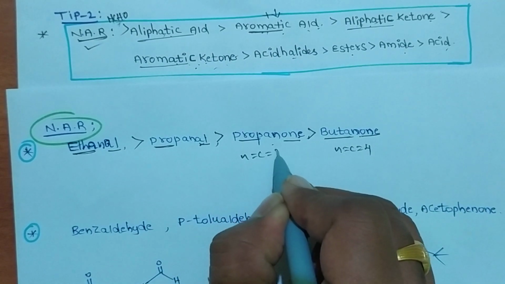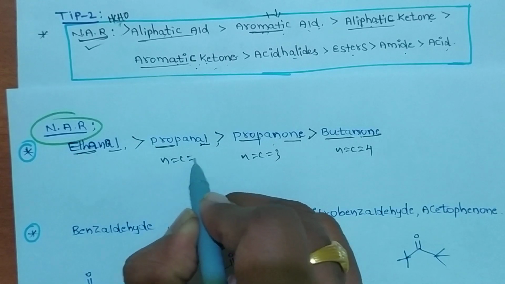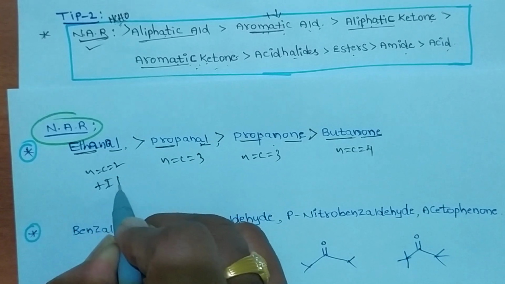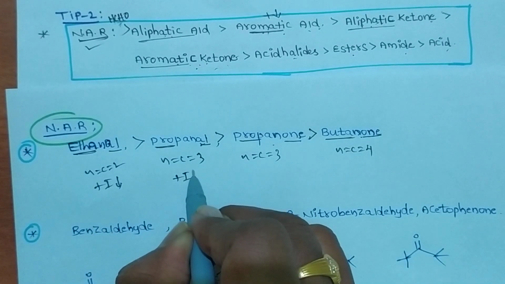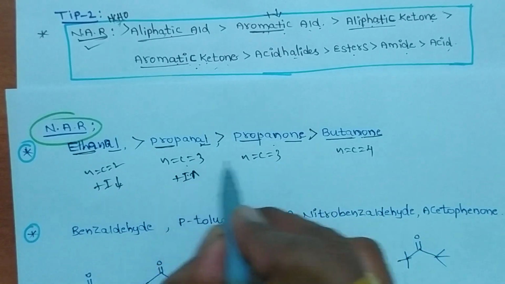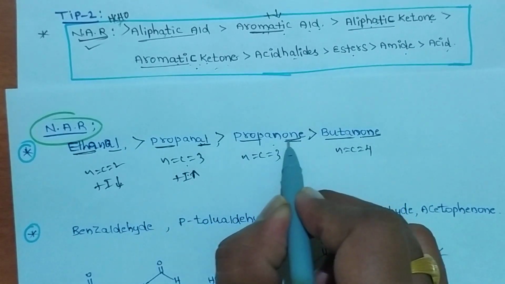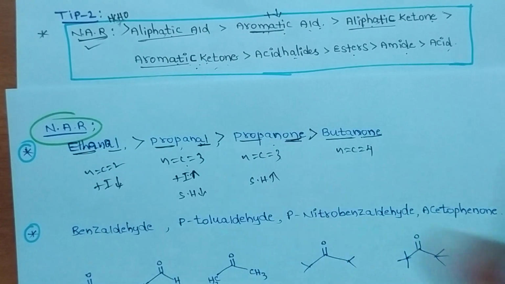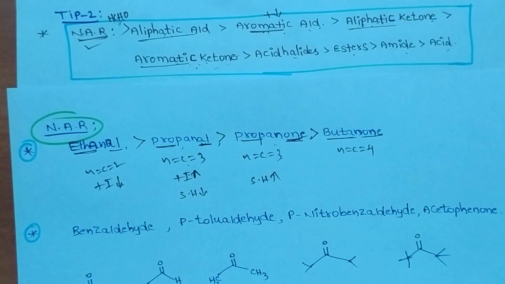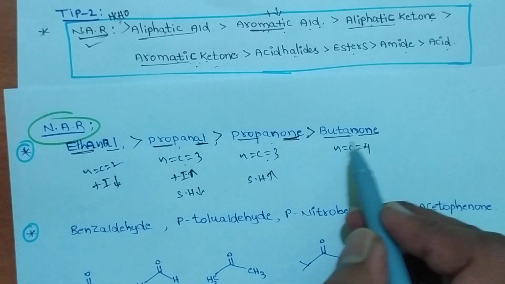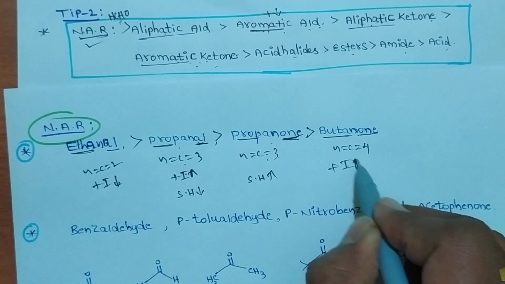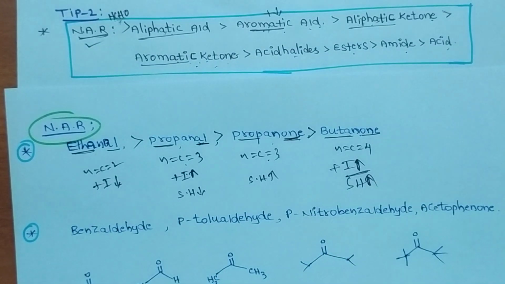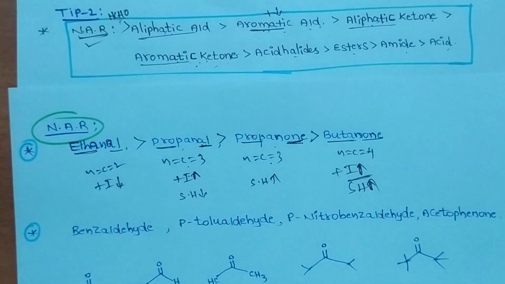Here the number of carbons is 3, here also 3, and here 2. So the plus I effect is less here and somewhat more compared to this. Now the number of carbons is the same: this is an aldehyde and this is a ketone. Steric hindrance is less for the aldehyde and more for the ketone, so the aldehyde is more reactive. Next, the ketone with fewer carbons versus more carbons. Here the plus I effect is more, the electronic effect is more, and steric hindrance is more, so there is less nucleophilic addition reaction.